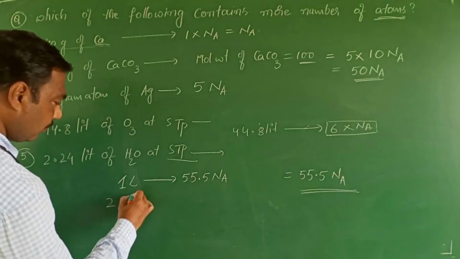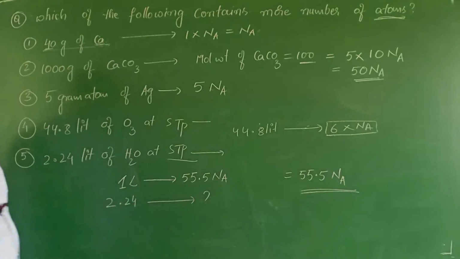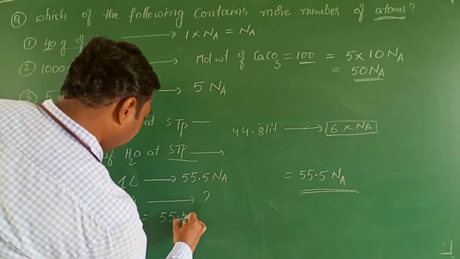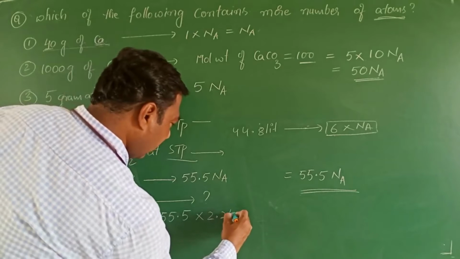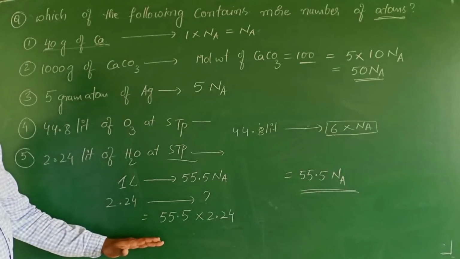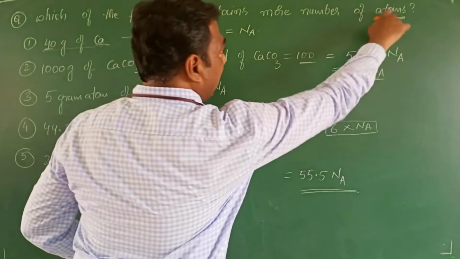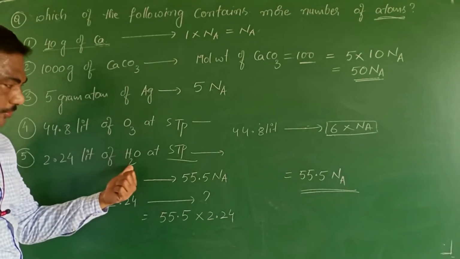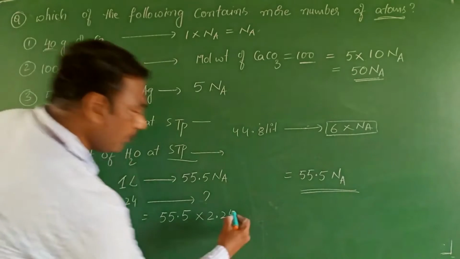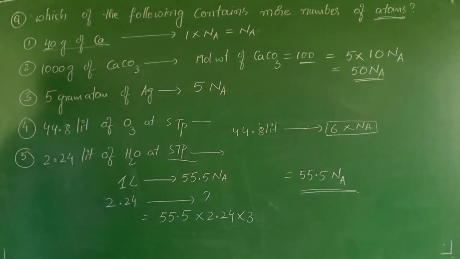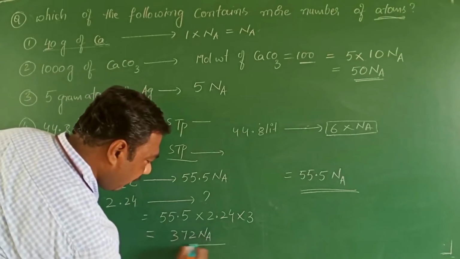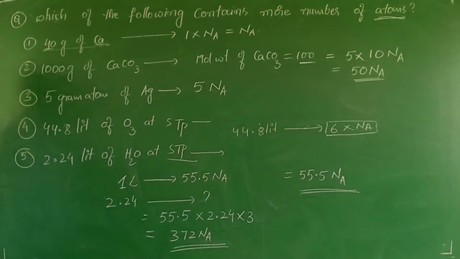Now, how much is it? 2.24 liters contains how much? That means it is 55.5 into 2.24. This is with respect to molecules, but the question is number of atoms. In 1 water molecule, how many atoms are present? 2 hydrogen and 1 oxygen atom is present. Therefore, again you multiply this one with 3, you will get the number of atoms. Therefore, here if you simplify, it is 372 Avogadro number of atoms are present.